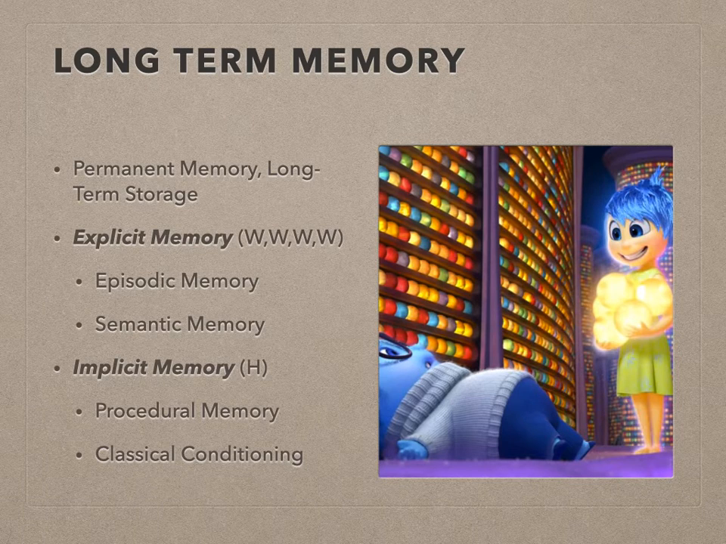There's also what is called semantic memory. And semantic memory is just facts that basically everybody knows, like George Washington was the first president, or the capital of the state is Indianapolis. Those are semantic memories.